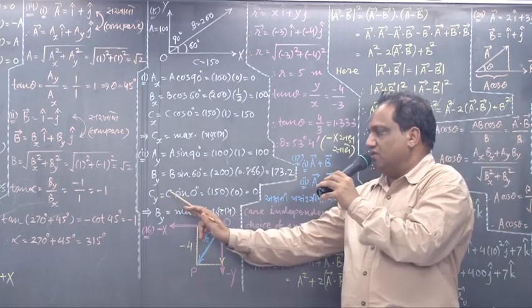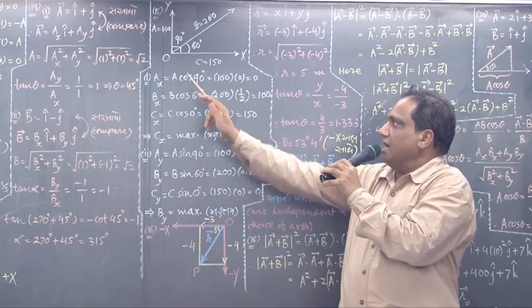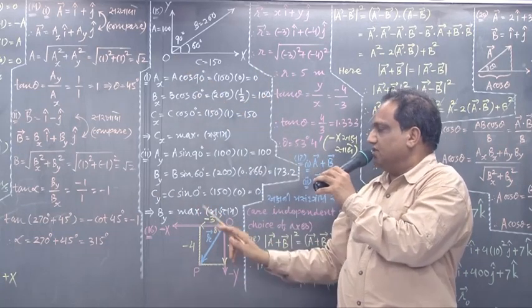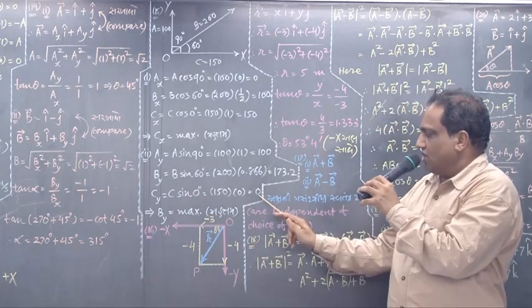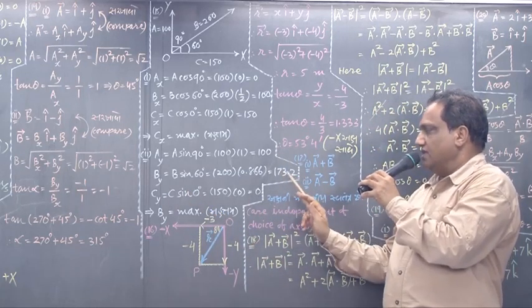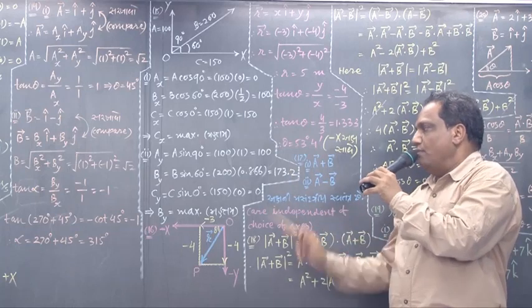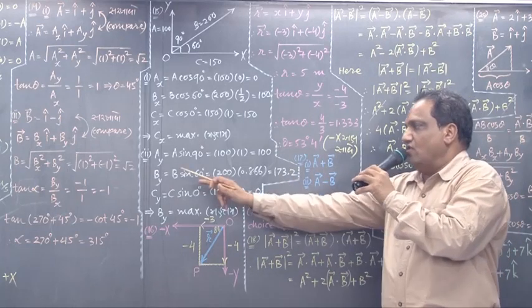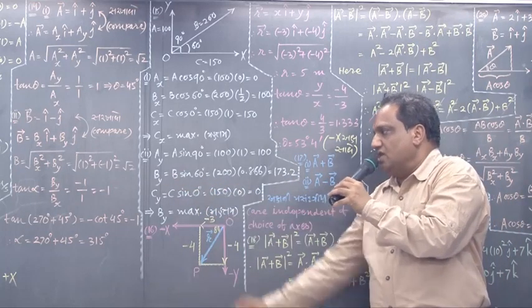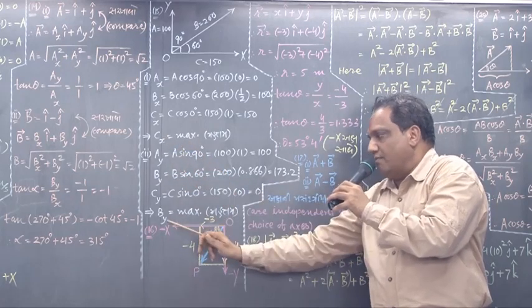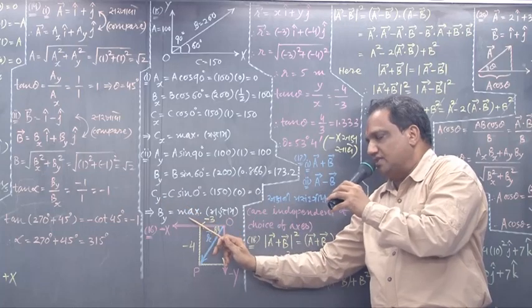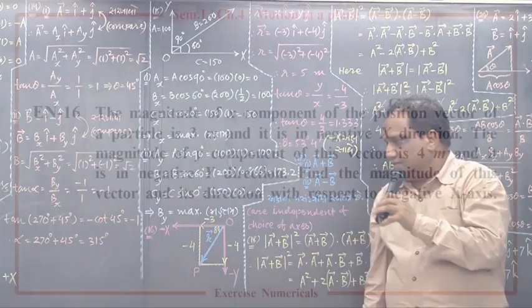Similarly, Cy equals C sin angle. The angle made by vector C with the x-axis is 0 degrees. Sin 0 is 0, so 0 into this will be 0. Among 0, 100 and 173.2, which is the biggest value? The biggest value is this, and it is for the y component of vector B. So the x component of vector C is maximum and the y component of vector B is maximum. Okay, next.